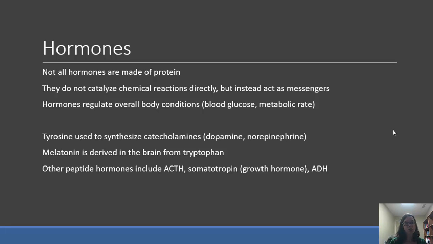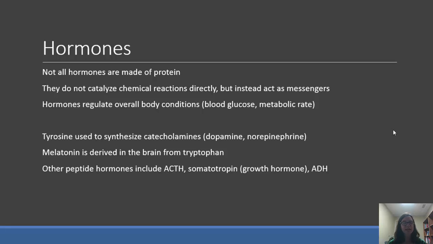Okay, proteins also serve as hormones, though not all hormones are made of proteins. Hormones do not catalyze chemical reactions directly like enzymes do, but instead they act as messengers that maintain a normal environment in the body. So hormones regulate overall body conditions. For example, insulin and glucagon regulate blood glucose, and calcitonin and parathyroid hormone regulate blood calcium. So they keep our body in a state of homeostasis.